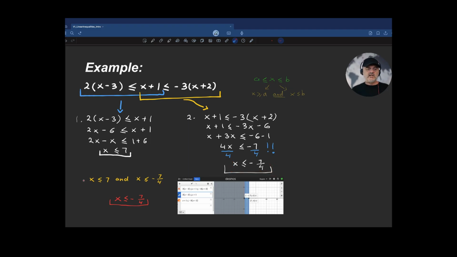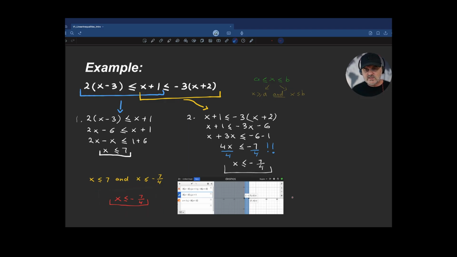So on the number line, if you were to imagine, you have to show all numbers that are less or equal to 7, and at the same time, they are less or equal to negative 7 over 4. Since negative 7 over 4 is less than 7, any solutions for this would also be valid for that, because I not only need to be less than 7, but at the same time have to be further down and be less than negative 7 over 4. So hence, this is the common answer to both, which makes sense.